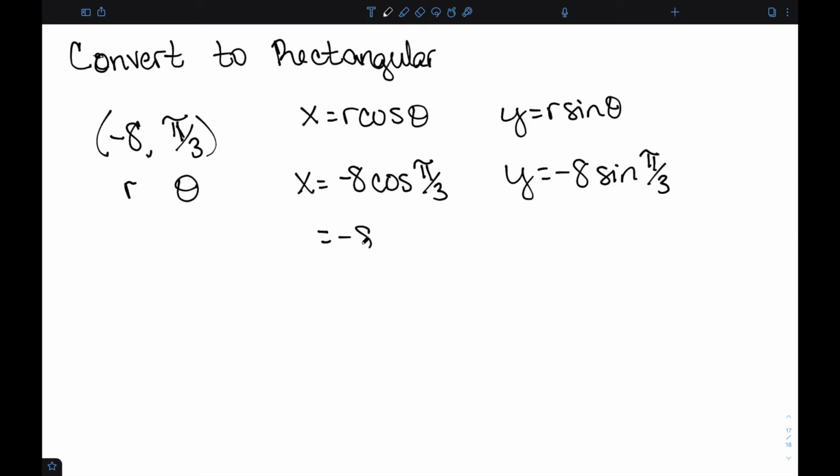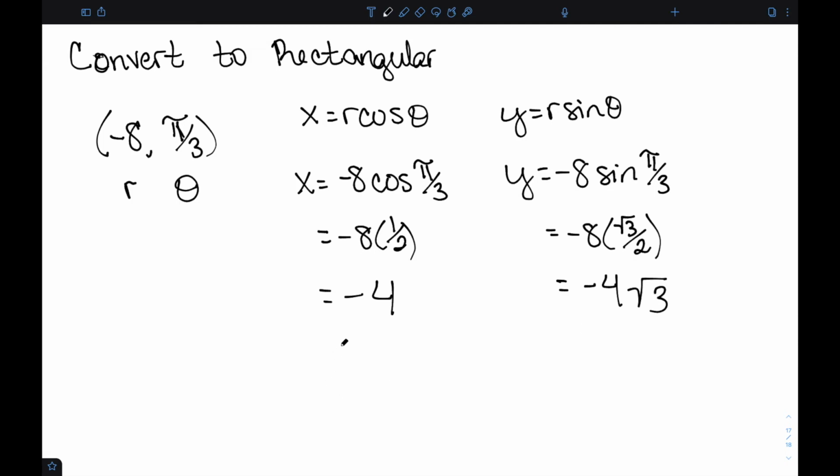Cosine of pi over 3 is 1/2. So we have that x is equal to -4. Sine of pi over 3 is square root of 3 over 2, which tells me here we have -4 square root of 3. So the coordinates for this would be -4 comma -4 square root of 3.